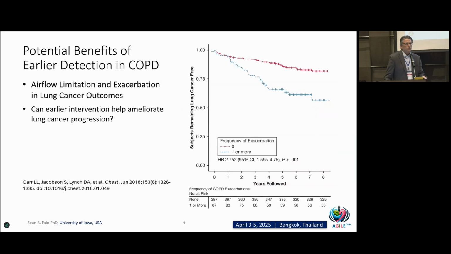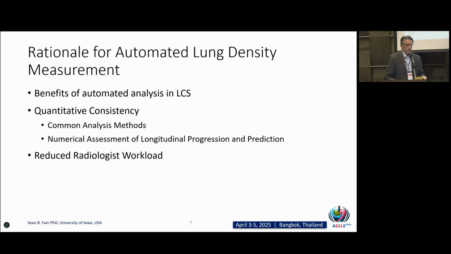And then finally, I wanted to highlight something from the COPDGene study where they looked at frequency of exacerbations and likelihood of occurrence of lung cancer within an 8-year period. And this showed that with one or more exacerbations, there was an increased likelihood of lung cancer in this evaluation period, and made me wonder about whether earlier intervention to help ameliorate the COPD could impact the lung cancer progression itself. Controversial, but just something to think about.